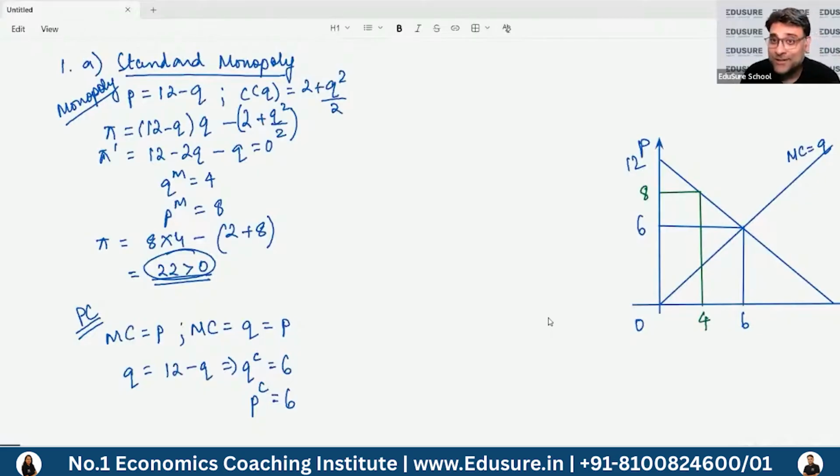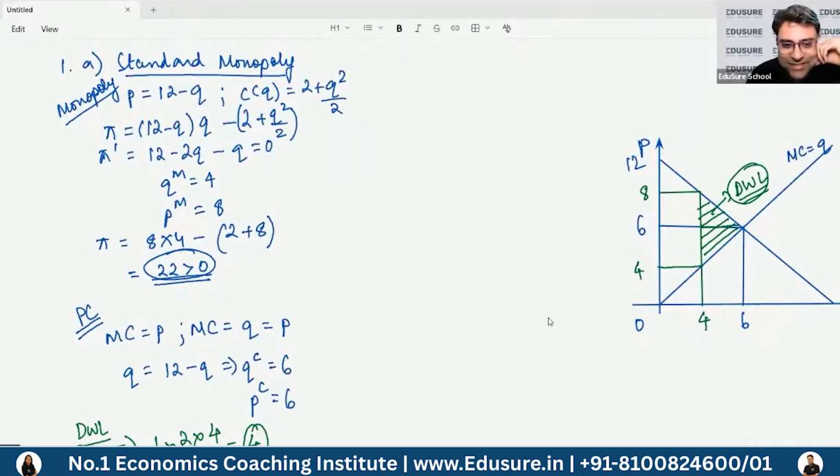So what is the deadweight loss? The deadweight loss is basically this shaded area. What does this correspond to? MC is equal to Q, so at Q equal to 4 this is 4. Basically, the monopolist will have the social welfare as this, and perfect competition would have had the two big triangles, right? So what is the deadweight loss? This is 8, this is 4, and this is 2. So it's basically a triangle. Deadweight loss is equal to half into height into base. This is the deadweight loss. Am I making sense? Is this clear? If it is clear, please type C in the chat box.